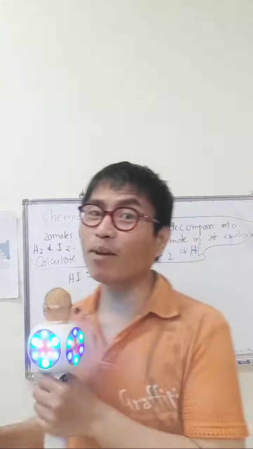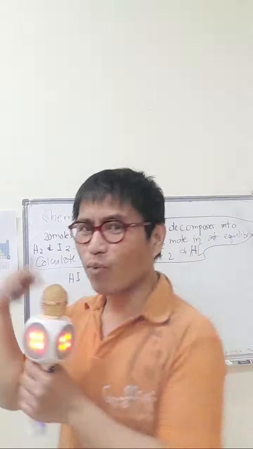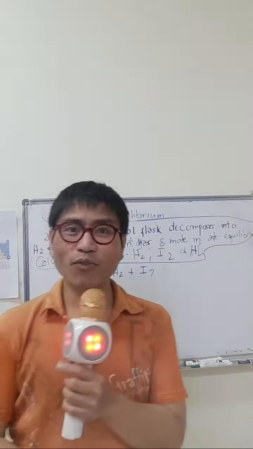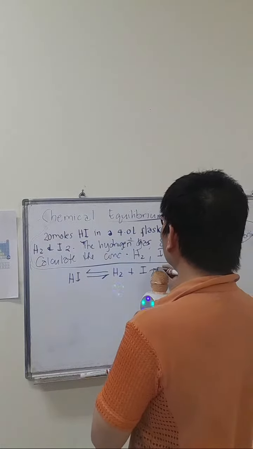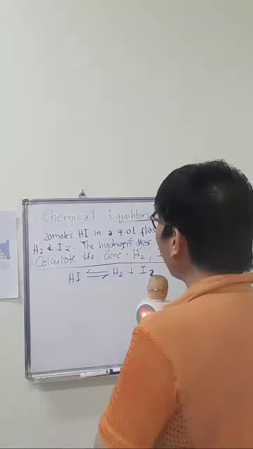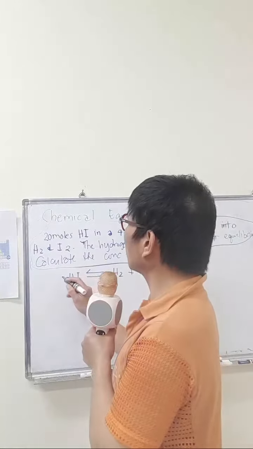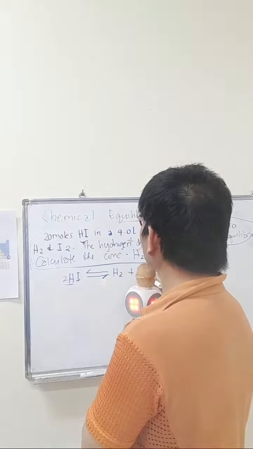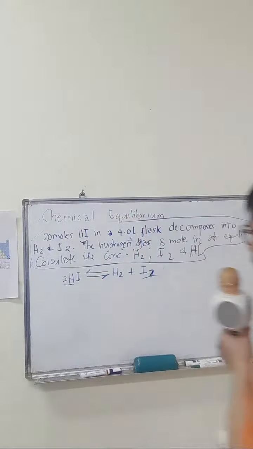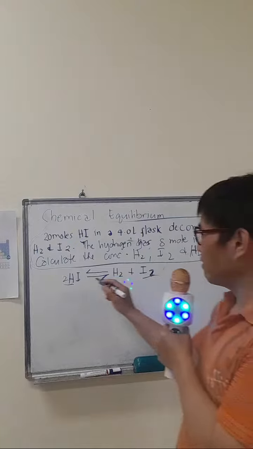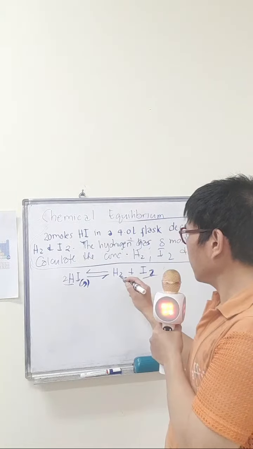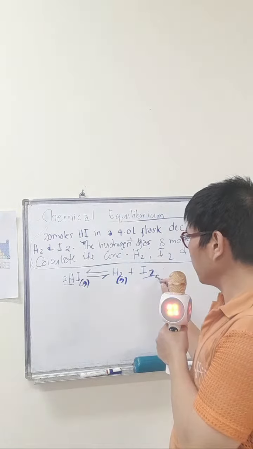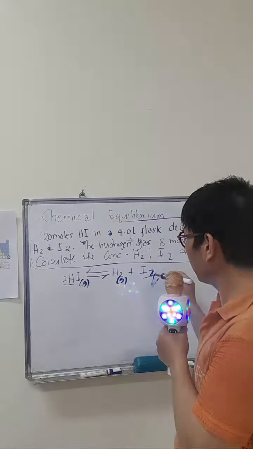Actually, there's an example like this also, but I only modified it because the example is a little bit easy and I want to modify something for further understanding. So H2 plus I2, and then balance the chemical reaction: 2 HI, hydrogen, iodine. So this is all gases: gas, gas, gas. There's no solid and liquid.